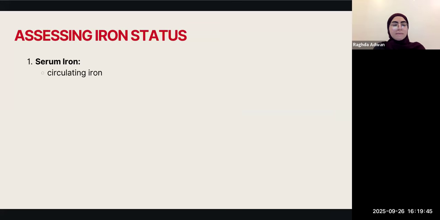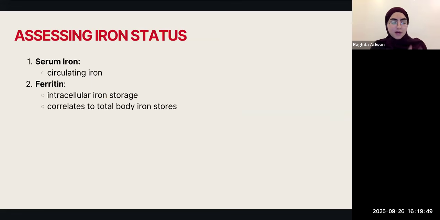Let's begin with serum iron. Serum iron is just straightforward iron in your body, iron in your blood. Ferritin is the intracellular storage form of iron. So ferritin, we measure it to know how much iron is being stored. If ferritin is low, obviously this means that this person does not have enough total body iron stores.